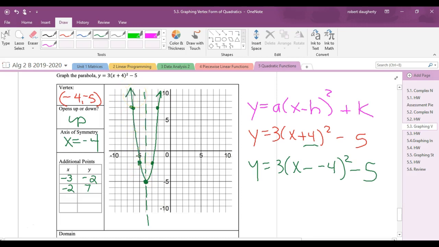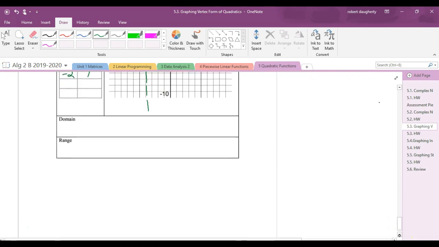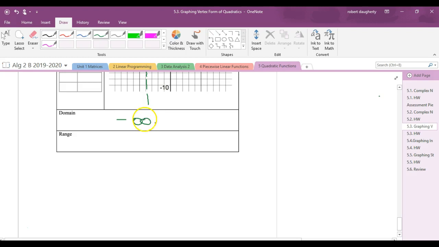And that is it. The domain is -infinity to infinity. What is the range of this parabola? -5 to infinity. And we are there.